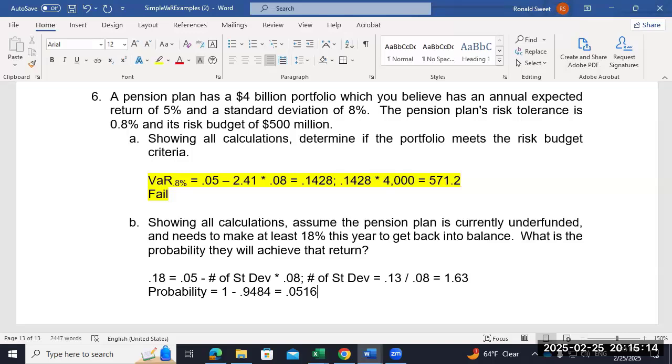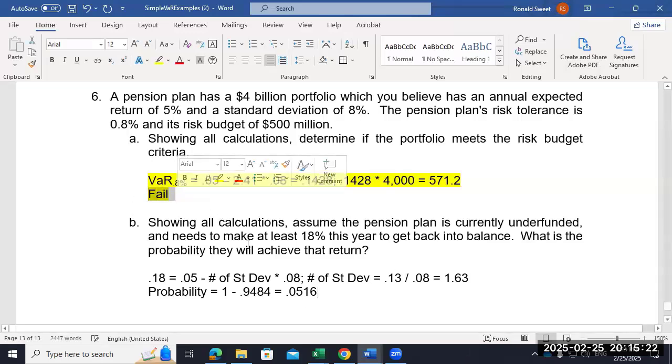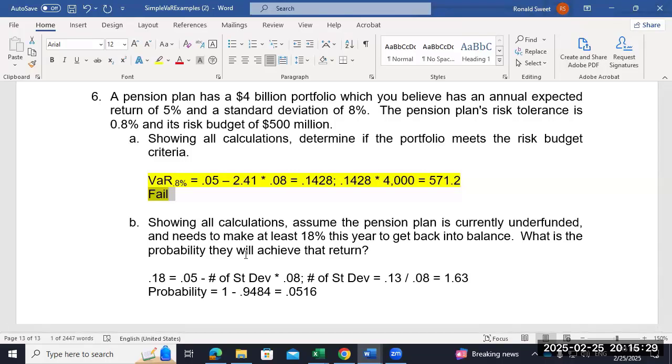So they've got a 5% chance of making 18% or more, but they actually have less of a chance than that. And why is it? Because what happened up here? They failed. So what are they going to have to do? Take less risk, less returns. So they actually have less of a chance. How could they have more of a chance? Take more risk. So if they really need to make 18%, say forget our risk budget. Let's put everything in emerging market stocks and we'll have a good chance of making 18%.